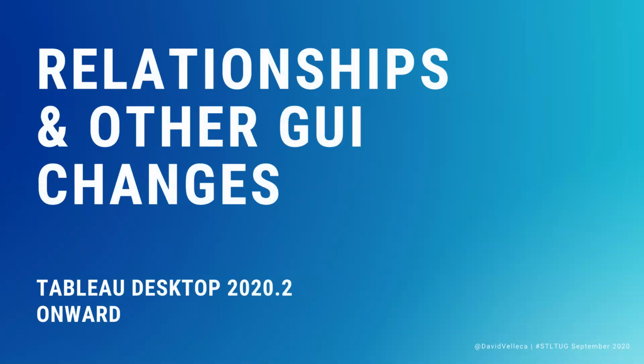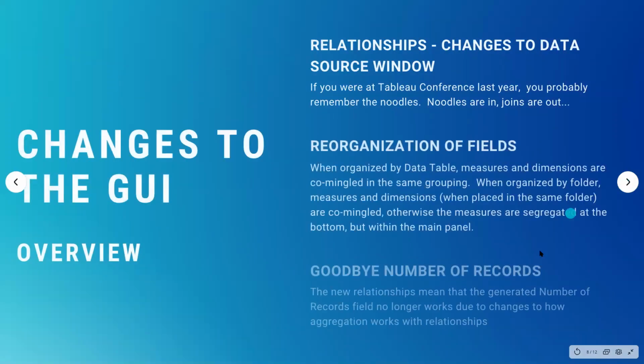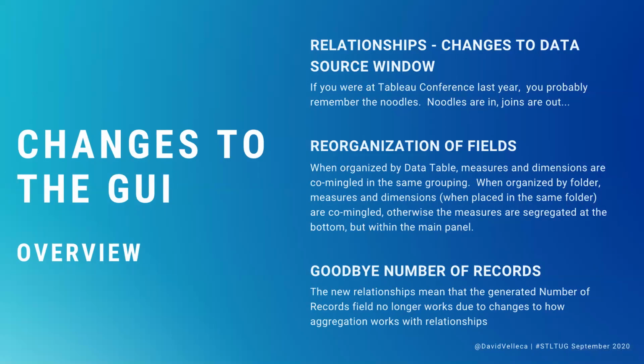Okay. All right, so let's talk about some changes that Tableau has made to the interface. Number one that we haven't seen yet is that joins are out. If you were at Tableau conference last year, they talked a lot about noodles in one of the breakout sessions or one of the keynote sessions actually. So noodles are in and joins are out. I'll tell you what that means in a minute.